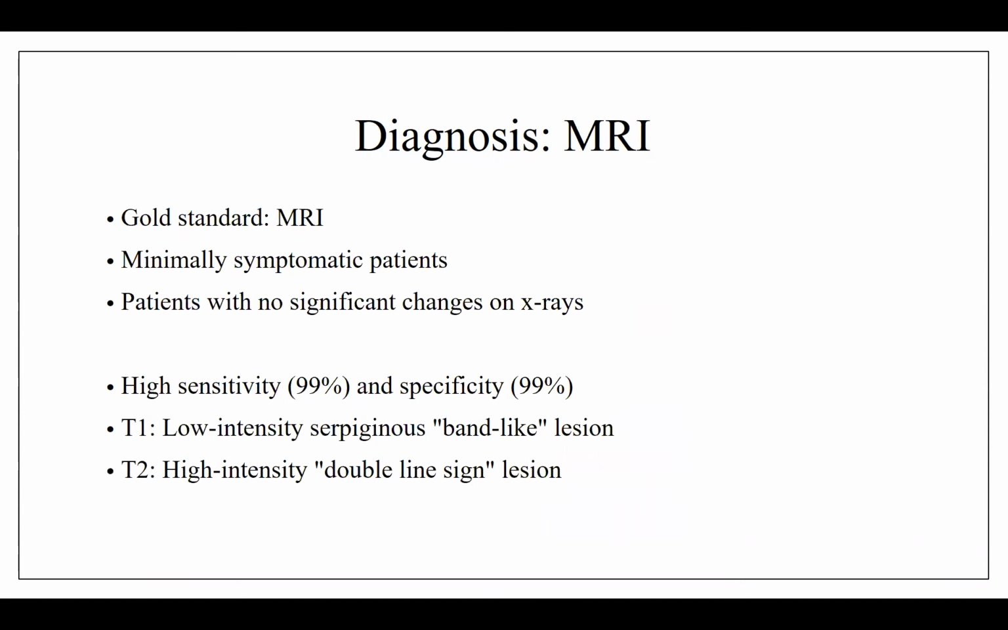As a result, MRIs are considered to be the gold standard. They are often highly sensitive and specific, especially in patients whose x-rays are normal. MRIs should also be ordered for patients who are minimally symptomatic. On T1 images, you can see a low intensity lesion in the anterior superior aspect of the femoral head. And the T2 images often show a high intensity lesion, appearing like a double line sign.